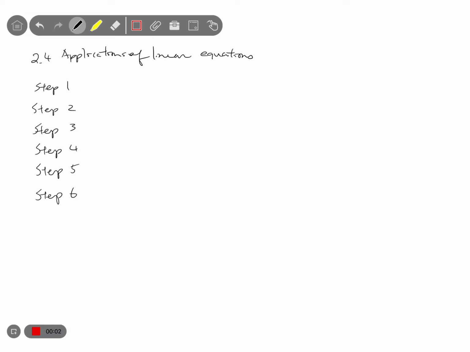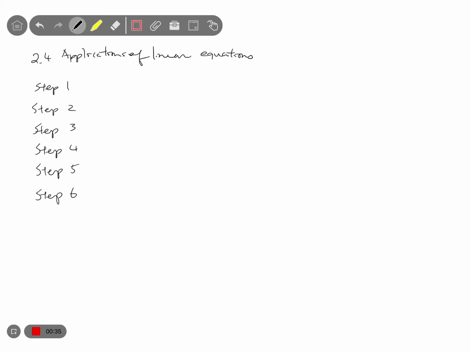Hi guys, today we're going to cover section 2.4, which is the application of linear equations. And we're going to talk about some problem solving strategies and working with some translation and consecutive integer problems and some general application of linear equations. So let's go ahead and take a look at the Word document you can find on Blackboard under week 2. And let's see what we have.